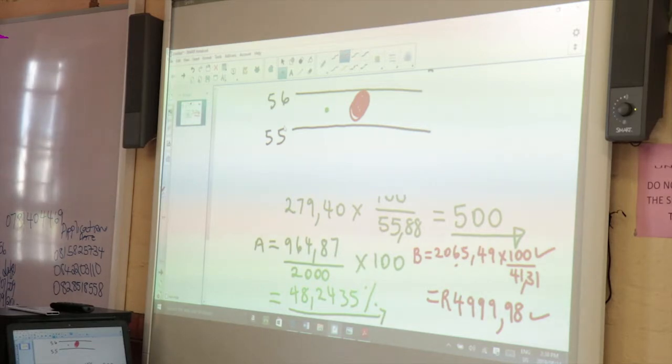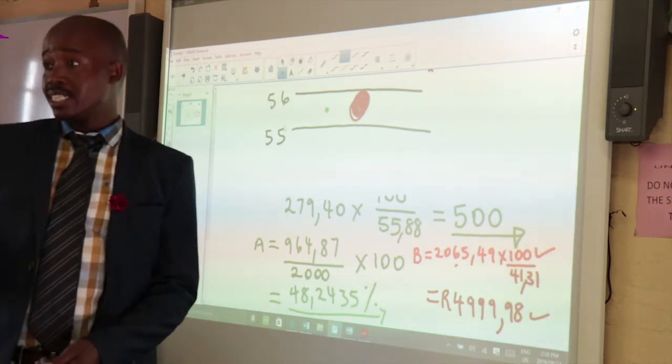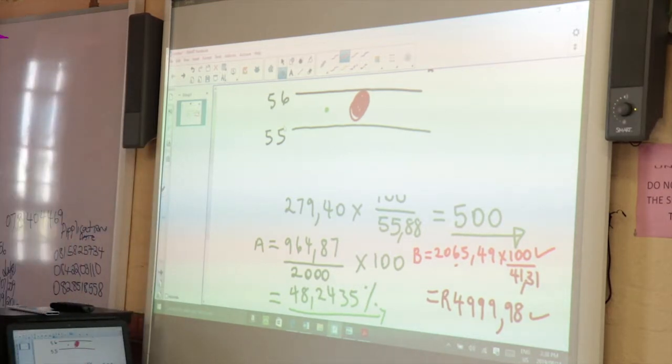Right. Sorry, sir. Yes. What if a learner decides to make it easier, and rounds off this 499 to 5,000? No. Okay. Yeah, 55.88, so 56. Yes. Then that must show in her answer.